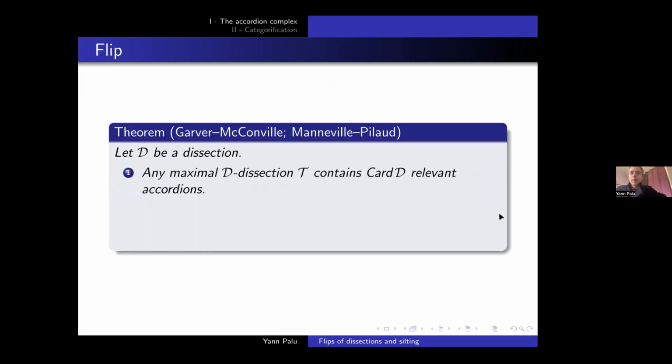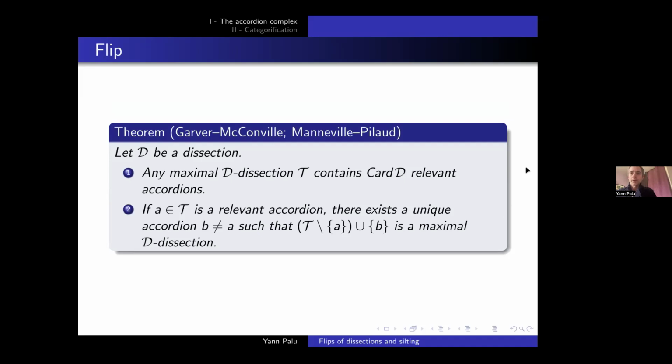Okay, and the theorem we are interested in was due to McConville in a different setting, and in this setting to Garver-McConville and Manneville-Pilaud. It says that given a fixed dissection, the maximal D dissections all have the same cardinality. And moreover, there is a notion of a flip for these maximal D dissections. So the combinatorics of maximal D dissections resembles a lot that of triangulations. Triangulations all have the same cardinality, and there's a flip for triangulations. One small difference here is that you cannot flip an irrelevant accordion, the small ones around the vertices.